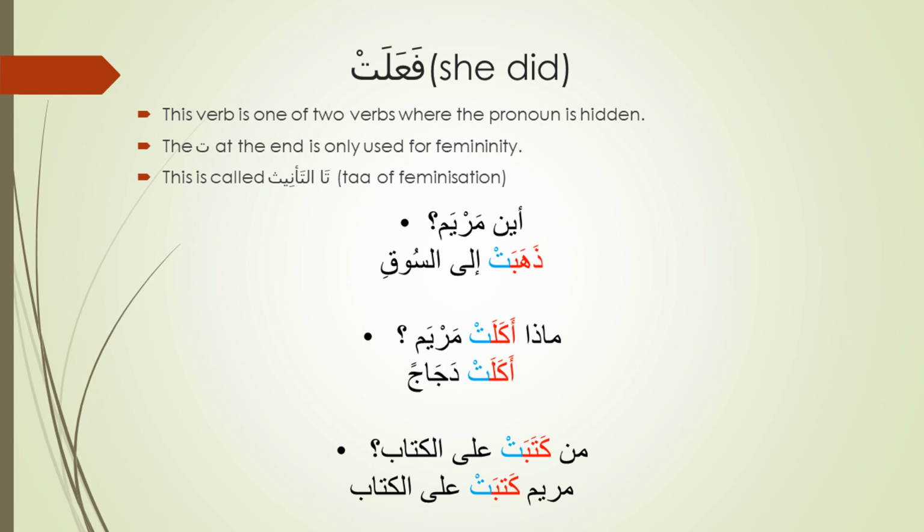What I mean by the doer of the action being hidden is that fa'ala is just the root letters. And they say the doer of the action here is hidden. There's nothing added at the end of it that shows that the action was done by he. So we say it is taqdeeruhu huwa, predicted to mean huwa.